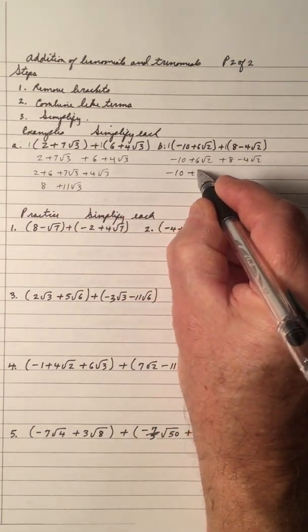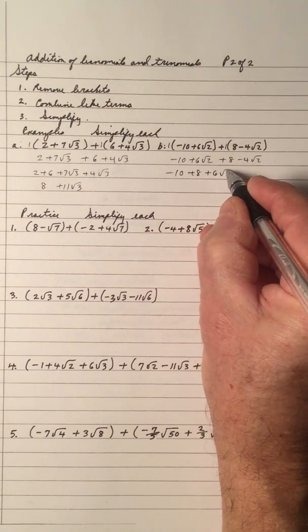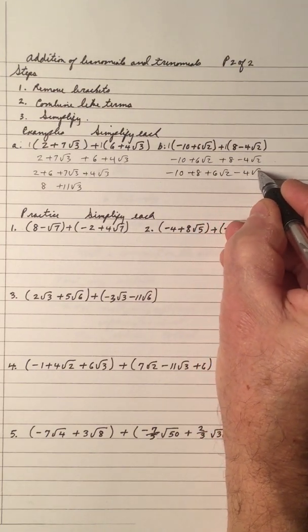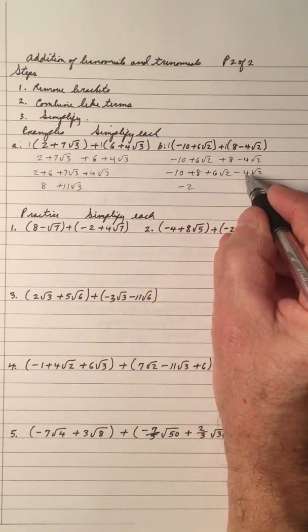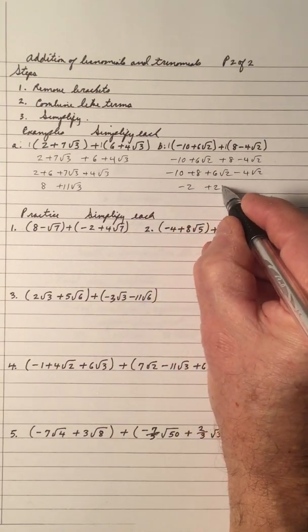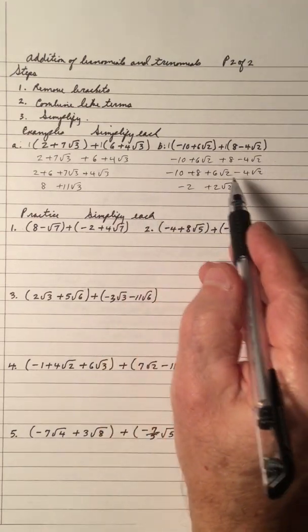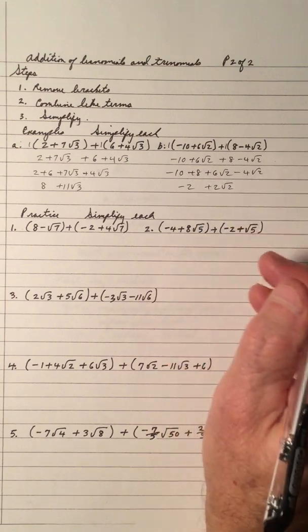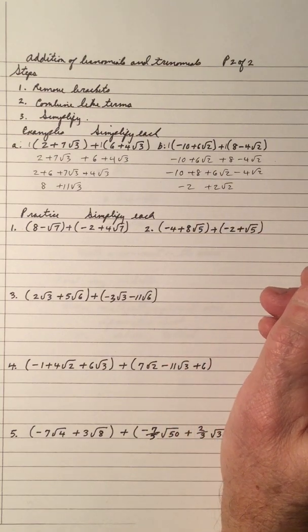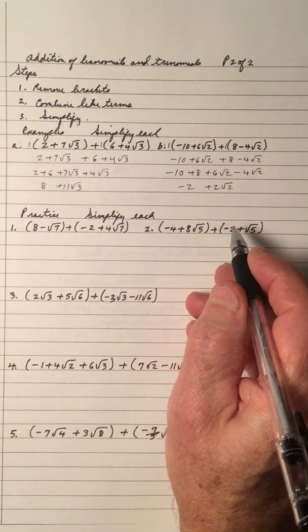Combine like terms. The 10 goes with the 8 to give us negative 2. And 6 root 2 and negative 4 root 2 is 2 root 2. And again, when I move these around here, I do not change the signs because I'm not transposing. Practice means pause the video and work these out.